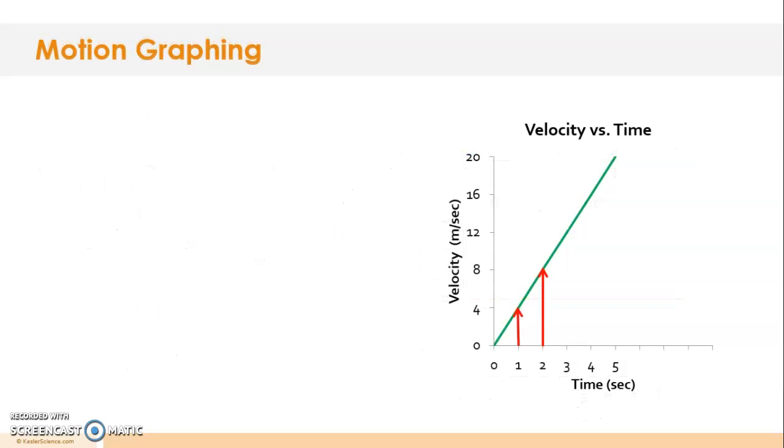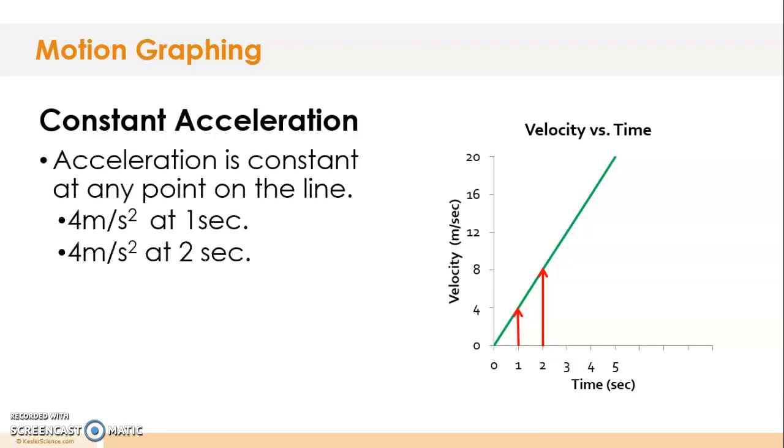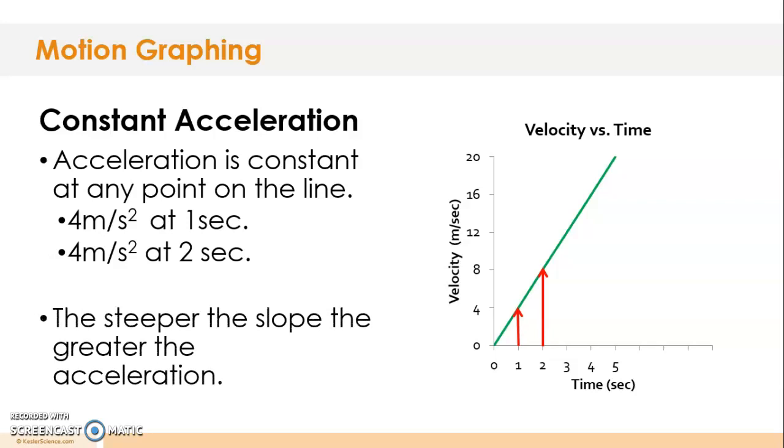Another type of line that we're going to look at on an acceleration graph is a constant acceleration line. This is a diagonal line, a straight diagonal line. It shows constant acceleration. In other words, the velocity is increasing at a constant pace. In this case, it's increasing by 4 meters per second every single second. The steeper the slope of that diagonal line, the greater the acceleration of the object.